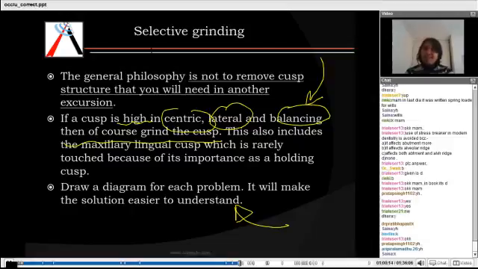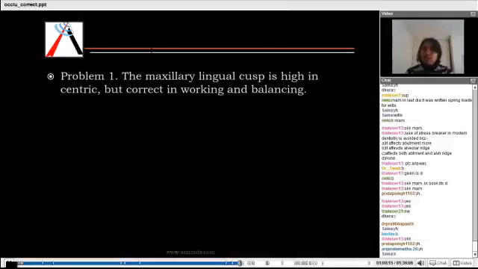Okay? So rather than going on a theoretical basis, we'll be going ahead with problems. Right? The first problem is: the maxillary lingual cusp is high in centric but correct in working and balancing. What is the course of action? The maxillary lingual cusp, is it a functional cusp?